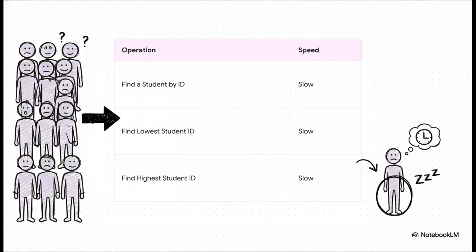Okay, so let's start with the most obvious way. We'll just throw all the students onto one big disorganized list. Now, if we want to find someone, what do we have to do? Well, we have to go down the line one by one. Is this you? Nope. Is this you? Nope. Best case, they're the first person you ask. Worst case, they're the very last one. It works, but man, is it painfully slow.